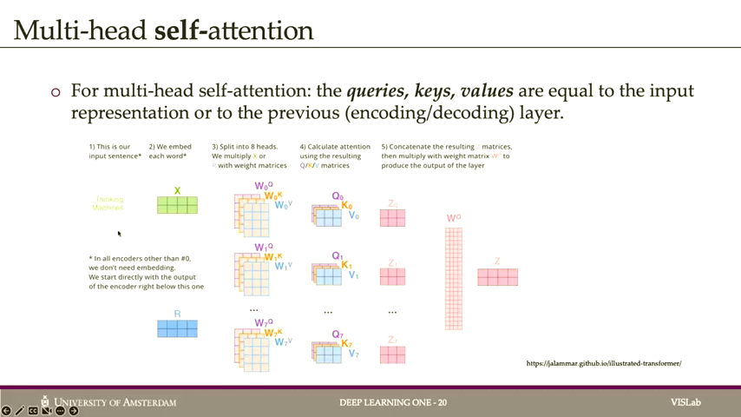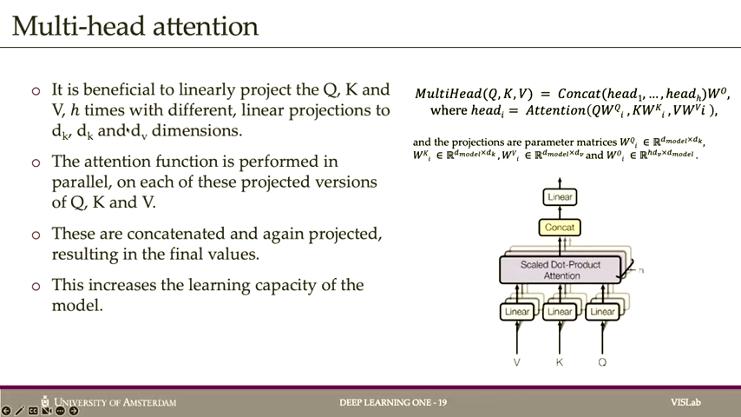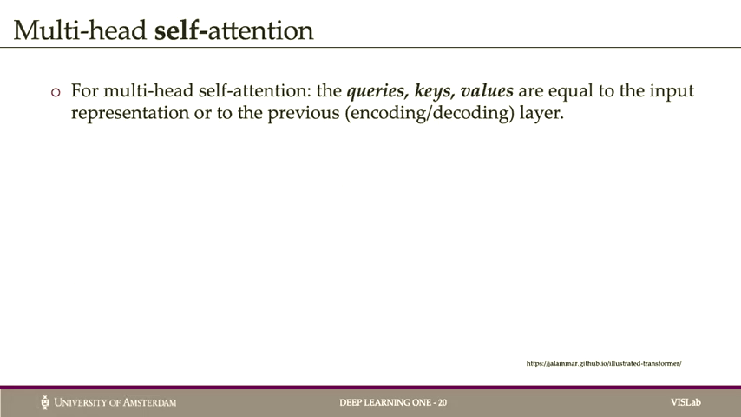We have some input. So this is for the self-attention example. We have some input sentence, right? We embed each word. We have X. And then we split this into 8 heads. The number of heads that I showed you on the previous slide, this H, is a hyperparameter. So it's usually manually chosen. For the transformer, it's 8.